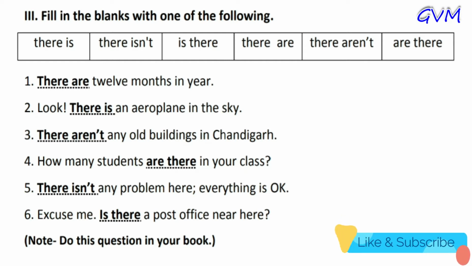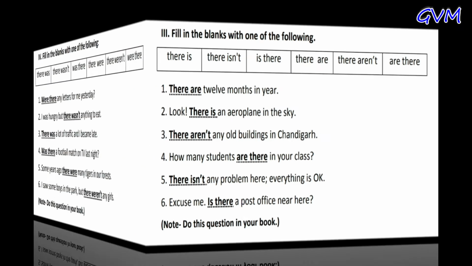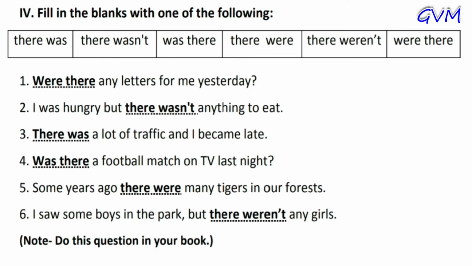Fourth, how many students dash in your class, and the answer is are there. Fifth, there is not any problem here, everything is okay. Sixth, excuse me, is there a post office near here? My dear students, do these questions in your book. Question number 4. Fill in the blanks with one of the following. In this question, we use past tense, and we also use the past tense helping verbs was, were in a positive way and also in a negative way.